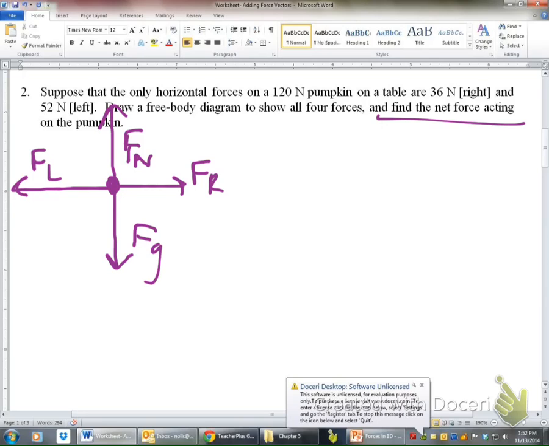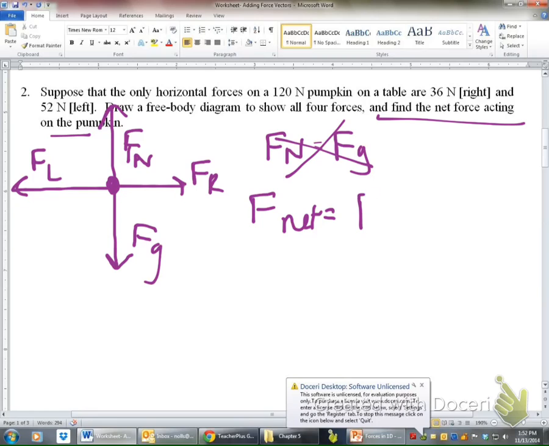We want to find the net force acting on the pumpkin. Are we going to be finding net horizontal force or net vertical force? Horizontal, because the pumpkin's not moving up and down. It's not being lifted. So that means we know the normal force has to equal the gravitational force, so we're not concerned about that. We're concerned with horizontal force. So F net equals our right forces minus our left. So force right minus force left.